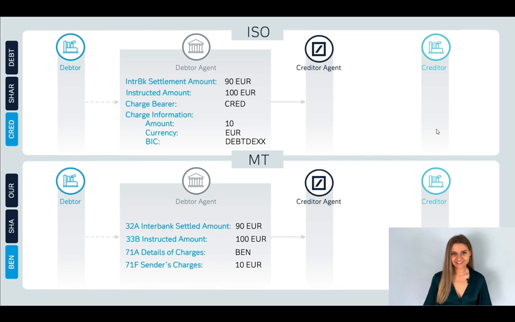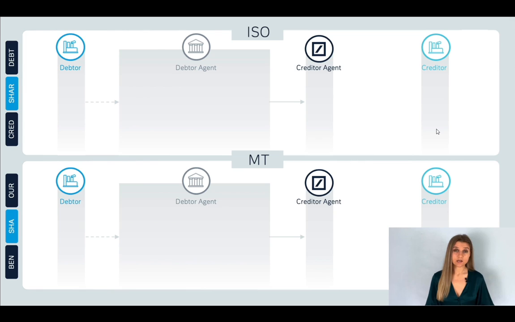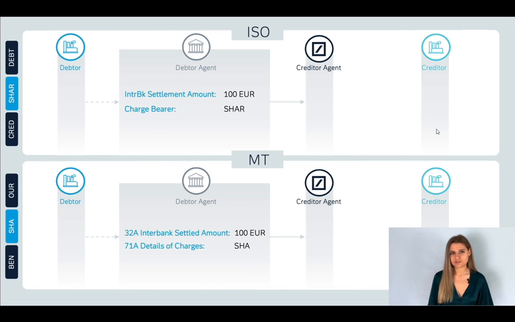Hope this is clear, and we can move on to the next charge code, SHA, which indicates that the charges are shared by debtor and creditor. The debtor agent doesn't deduct anything from the transaction. They charge their debtor separately as per agreement, so they only need to indicate the charge code SHA and the amount of money moved between the agents, 100 euros.